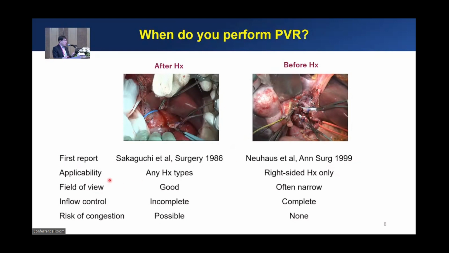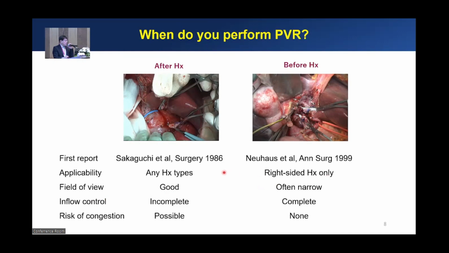But the applicability, it means this can be done in any hepatectomy type. But this first portal vein resection can be performed only in right-sided hepatectomy. And the surgical field is very good because of nothing in the way. But this is often narrow. I selected a photo of a very good view. But sometimes this is a very narrow surgical field, and the technique cannot be performed easily.